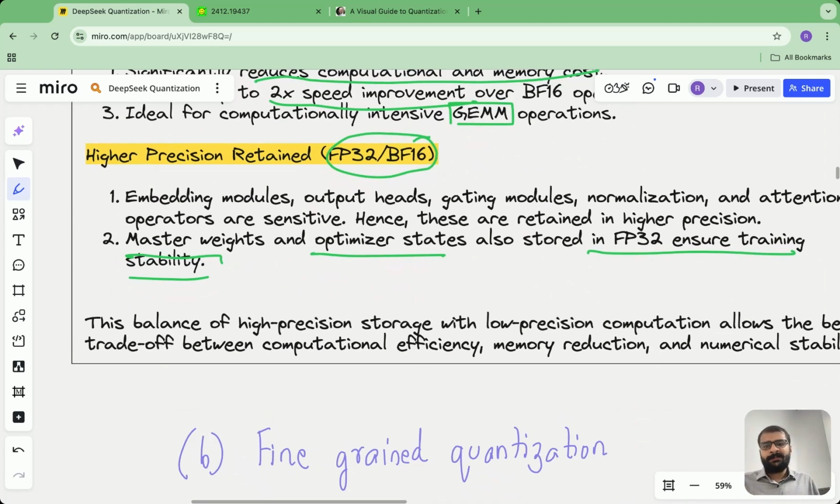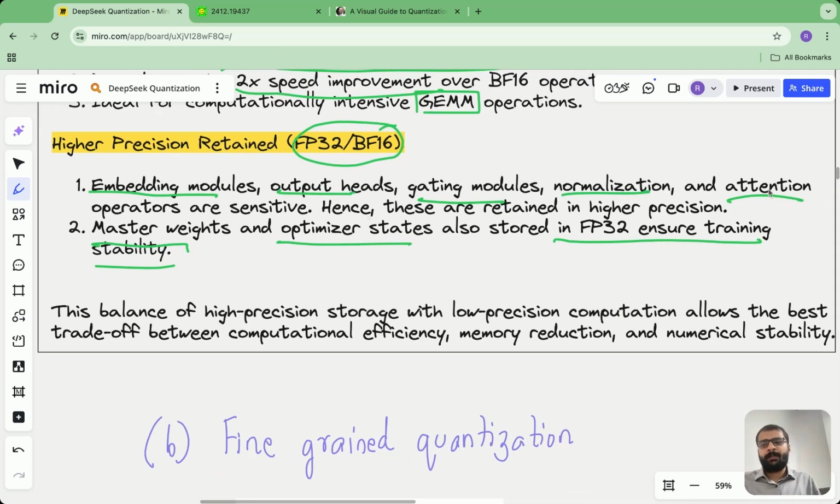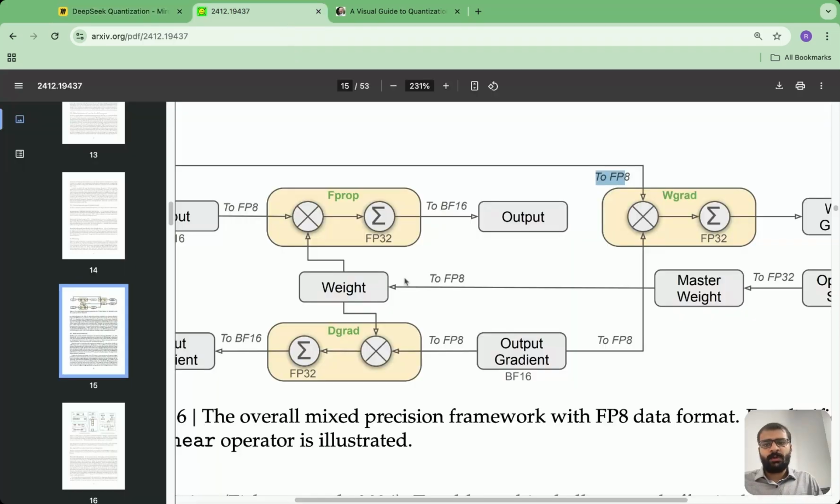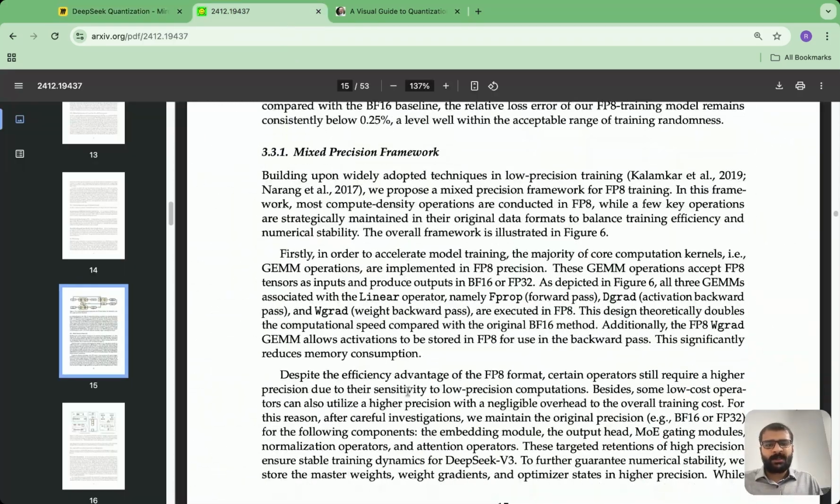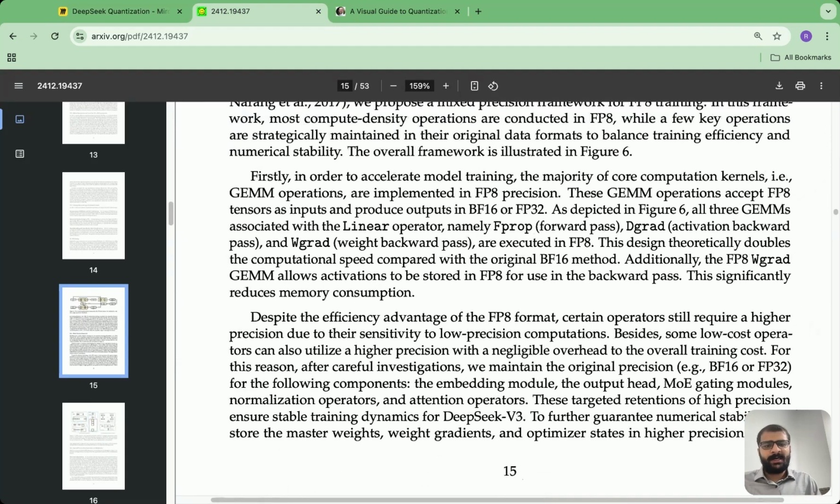Now, in the paper, DeepSeek mentioned that embedding modules, output heads, gating modules, normalization, and attention operators are sensitive, and hence these are retained in higher precision. That's an important thing to understand. So, if you take a look at this section, they mention clearly which operations are retained in higher precision.